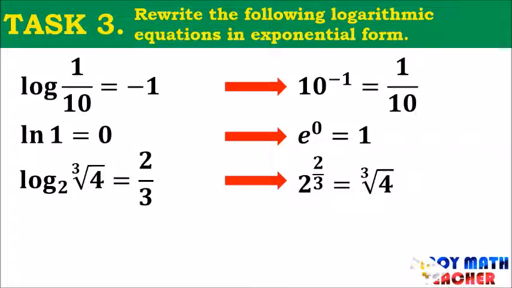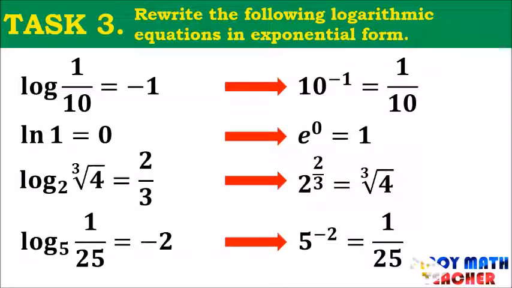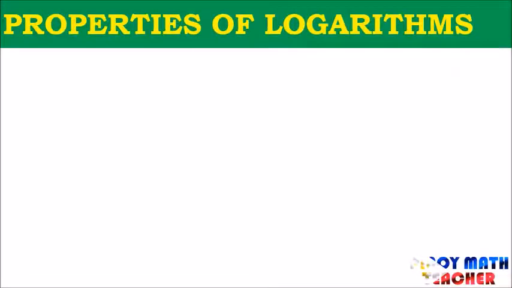Last natin, so given logarithm of 1/25 with base 5 equals negative 2. So ang base ay 5, ang magiging exponent niya ay negative 2, at naka-equal sa argument na 1/25. So in exponential form, we have 5 raised to negative 2 equals 1/25. Properties of logarithms naman tayo.